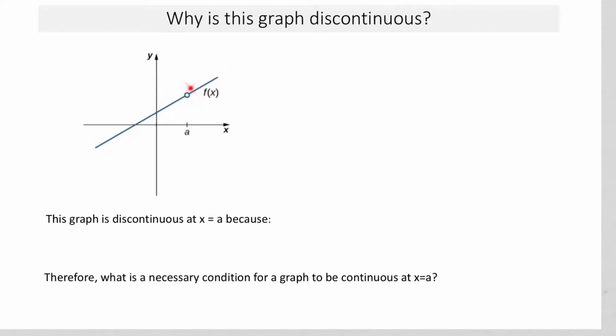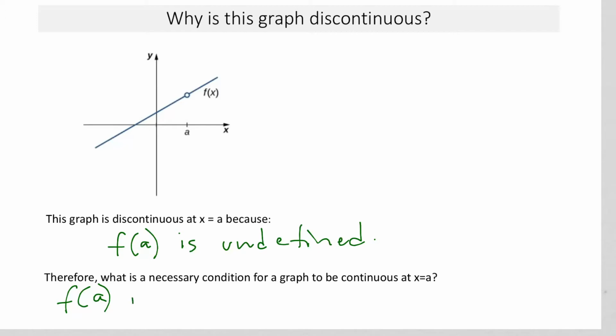In this graph here, we can see it's discontinuous right here. We know that the reason this graph is discontinuous is because f of a is undefined, as we can see by this empty hole right here. So we're going to say this graph is discontinuous at x is equal to a because f of a is undefined. So because of this, we can answer this question here. Therefore, what is a necessary condition based on what we know about this graph for a graph to be continuous at x is equal to a? Well, we can conclude that f of a must be defined, for one thing. So let's just say that f of a must be defined.